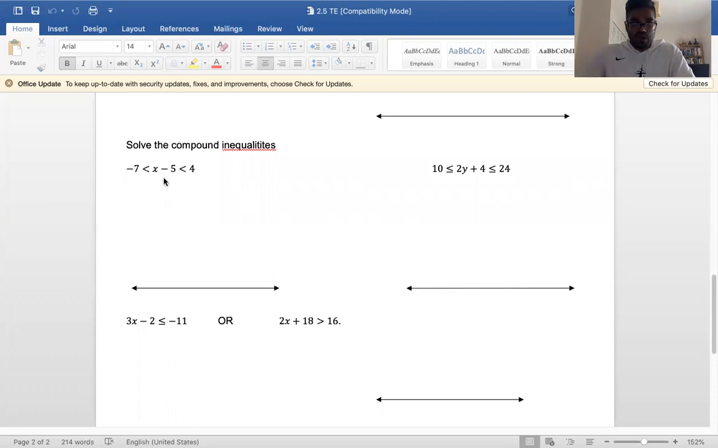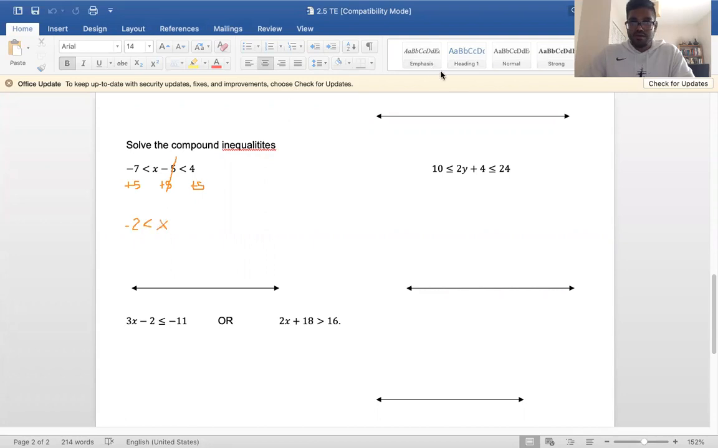So when I solve this, you add 5 on both sides. So you add 5 to everything, to all the possible sides. Now this -5 and this +5 are going to cancel out. Quick reminder, those are called inverse operations. And -7 plus 5 is -2, less than x.